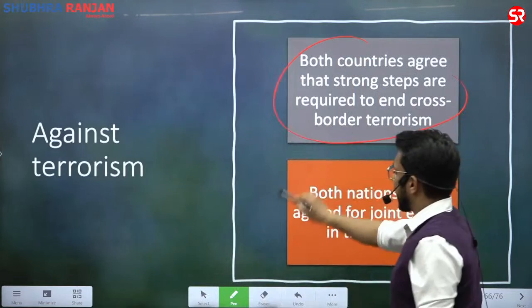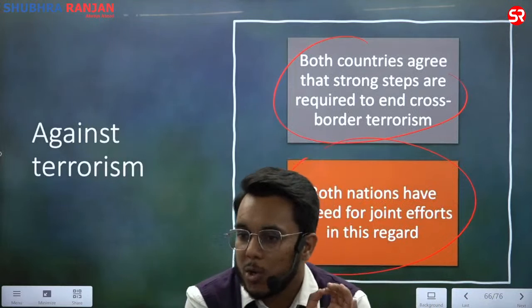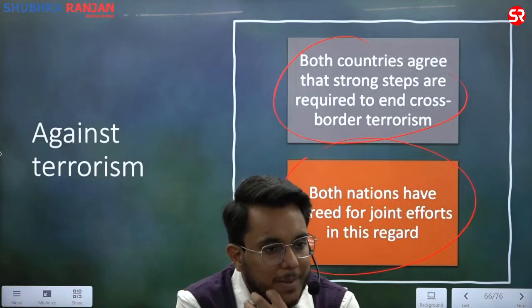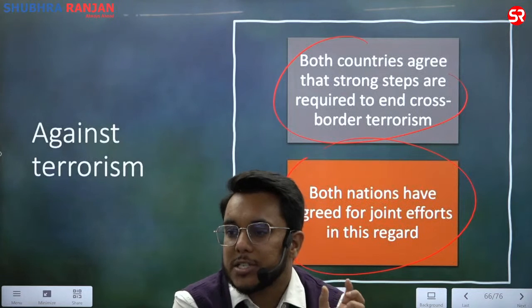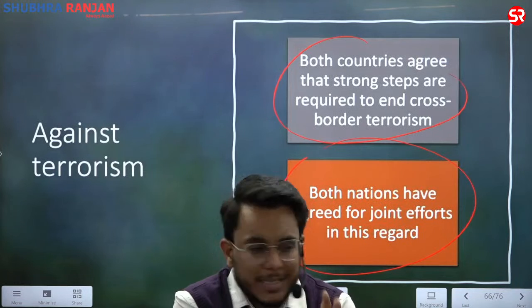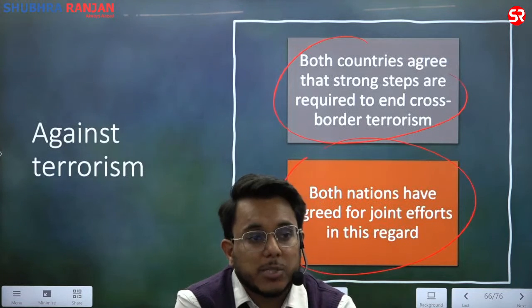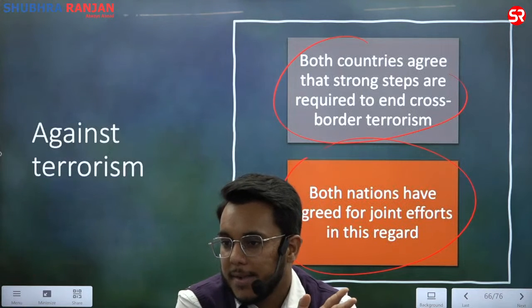Against terrorism both countries can also cooperate. Is it clear or not? So these are the prospects, the outcomes of this particular visit and a brief relations between India and Egypt. Samajh mein aa raha hai ya nahi aa raha? Theek hai, to being the guest of honor at Republic Day, Egypt is an important country. Samajh mein aa raha hai?